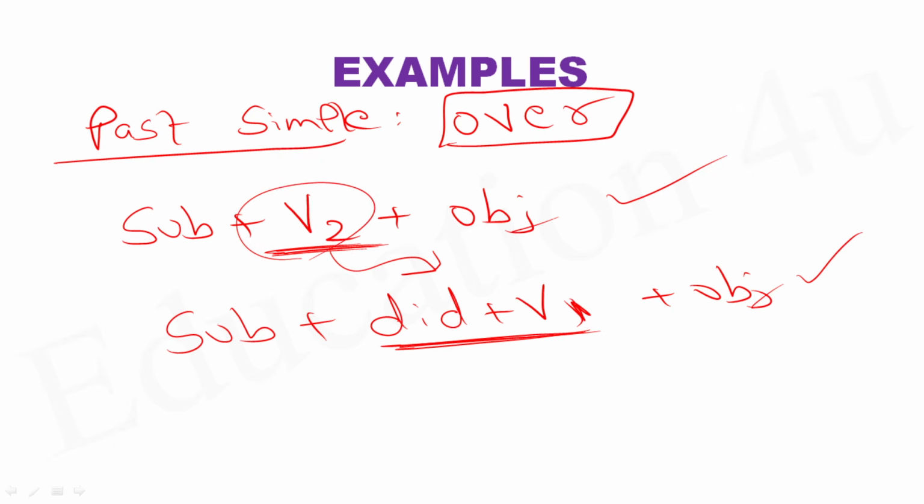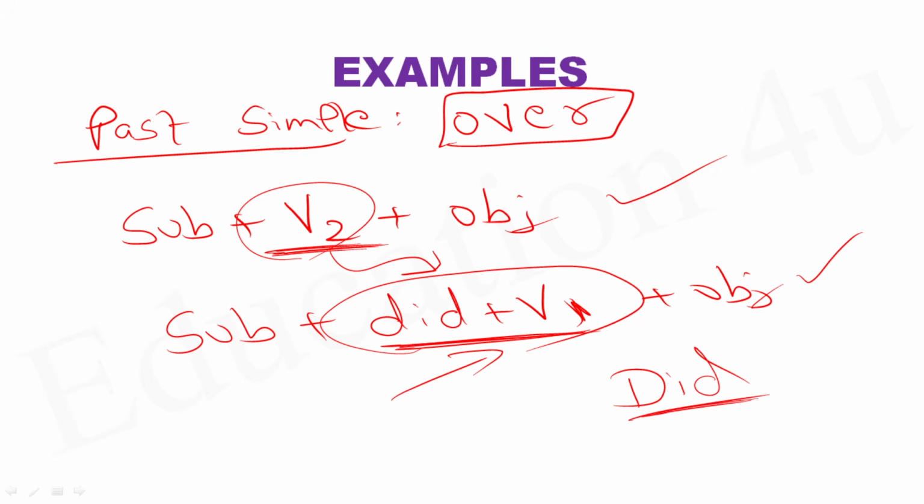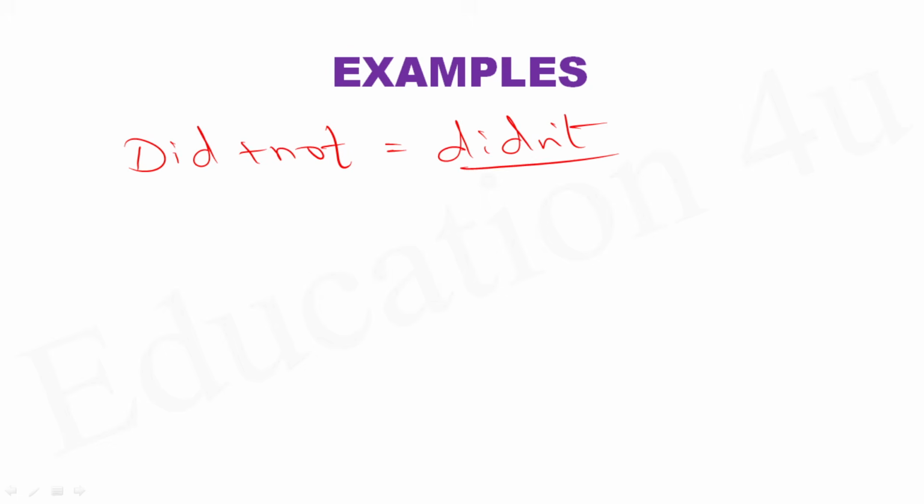So in a positive statement, directly you can use V2. But when the statement is negative, or when the statement is in a question form, did plus V1. And more importantly, when you're asking a question, you can start with did. And remember, I always say this. Did plus not, you can keep them separately, or if you're not comfortable with that, you can combine it as well. Didn't. The pronunciation is also didn't.